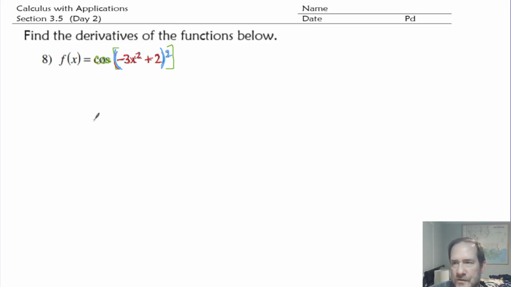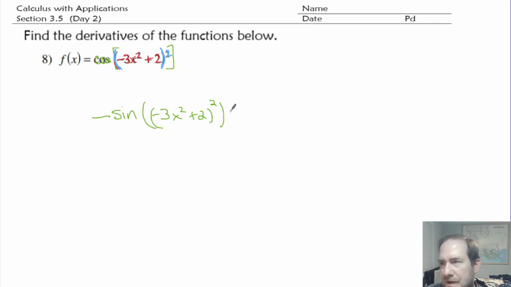So it's the derivative of cosine. It's sine, but negative sine. And then leave the inside completely alone, so negative 3x squared plus 2, all squared. Now, we just finished differentiating that outermost function. So now we can multiply by the derivative of this inner blue function, which would just be power rule.